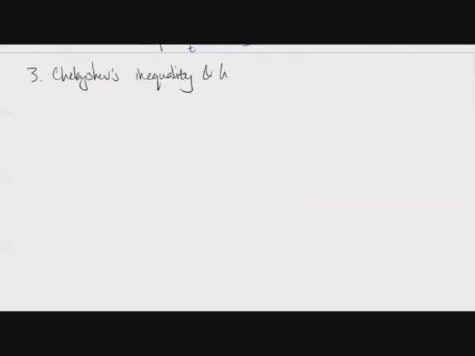Now let's move to Chebyshev's inequality, as well as generalizations of Chebyshev, which make use of the higher moments of a random variable. So let's state Chebyshev's inequality.